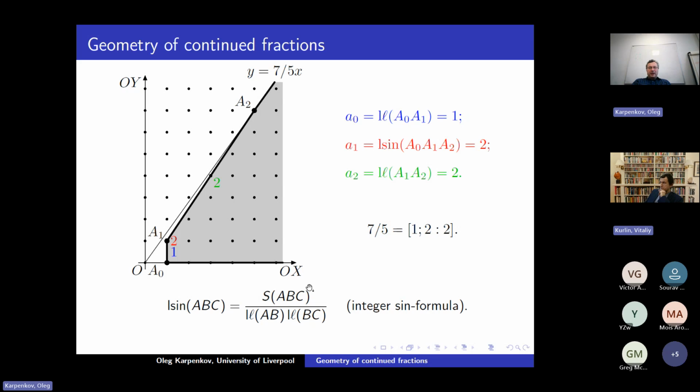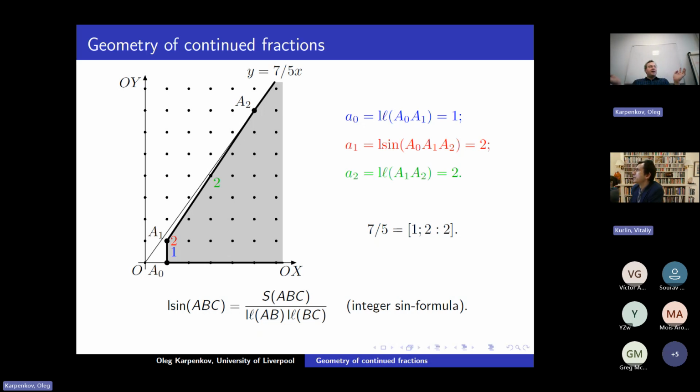You can define it as area over integer length over integer length. For some reason, if you define your integer sine like that, with integer length, and the area is Euclidean, and this is really the sine rule, just the 2 is missing here, it will always be an integer. So is ABC here a triangle? Yes, ABC here is any triangle. So this is the way I would like to define this integer sine.